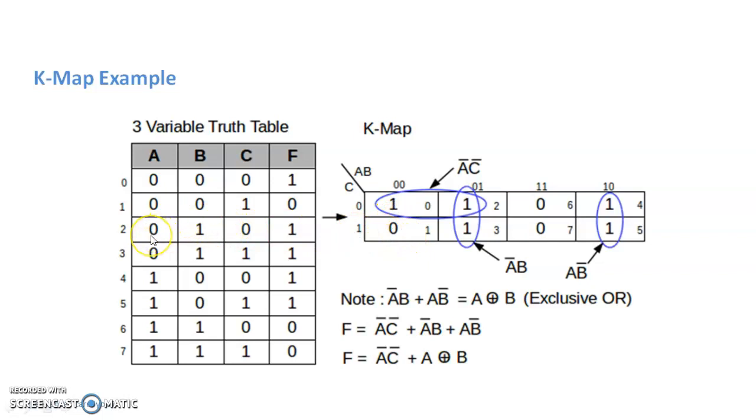And the next condition is A is 0, B is 1 and C is 0, so the output is marked here as a 1. And the next condition, when A is 0 and B and C are 1 1, the output is marked here as 1.